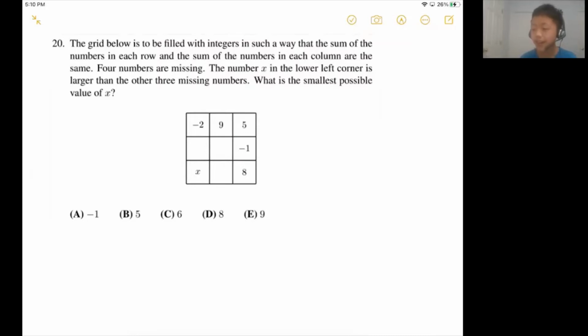So this is another very classic kind of question. You might hear it referred to as a magic square, where the sum of the numbers in each column and the sum of the numbers in each row is the same.